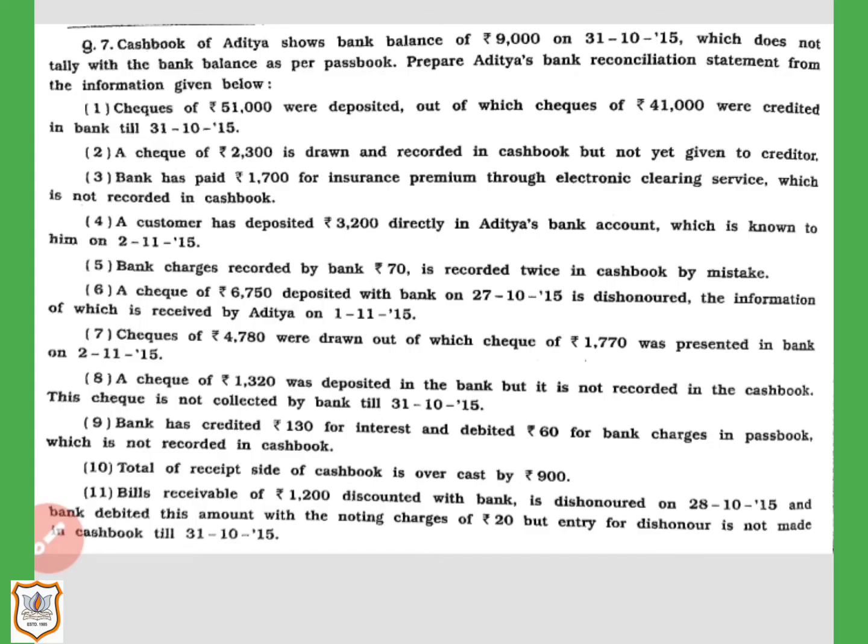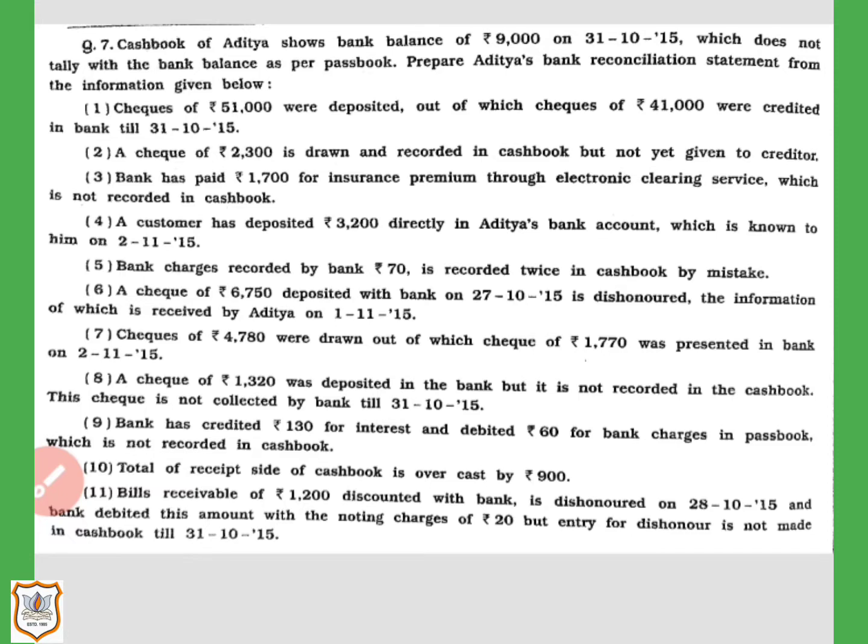Information number 6. A check of rupees 6,750 deposited with bank on 27th October 2015 is dishonored, the information of which is received by Aditya on 1st November 2015.